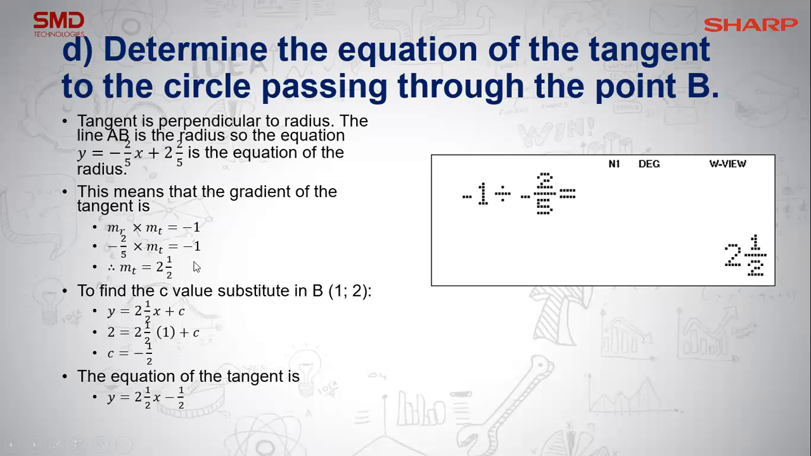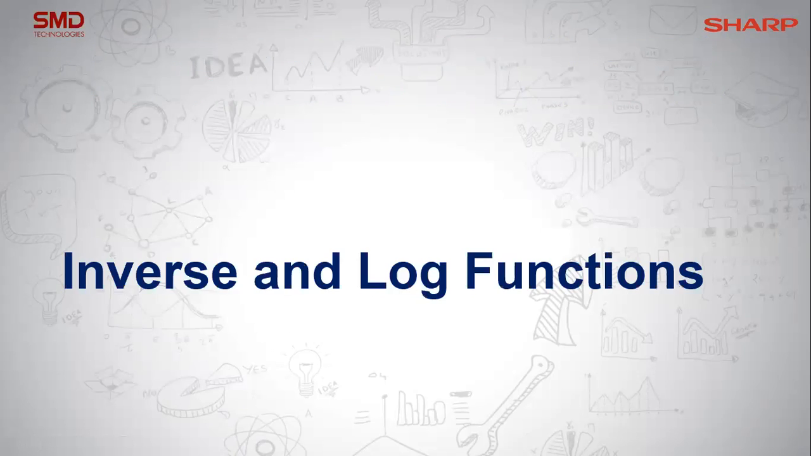And then we can substitute that into our straight line equation, and then substitute B in as well, because B is the point where the tangent touches the circle. And again, we solve for C, and it gives us -0.5. So our equation of the tangent is y = 2.5x - 0.5. All right, fantastic.